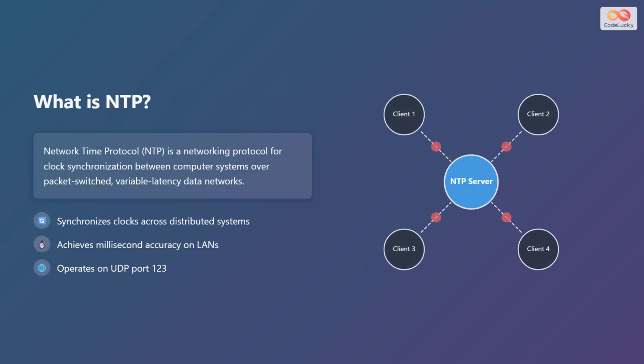So, what exactly is NTP? Network Time Protocol is essentially a networking protocol used for clock synchronization between computer systems. This synchronization occurs over packet-switched, variable latency data networks. It synchronizes clocks across distributed systems, achieving accuracy within milliseconds on local area networks, or LANs, and it operates using User Datagram Protocol, or UDP port 123.